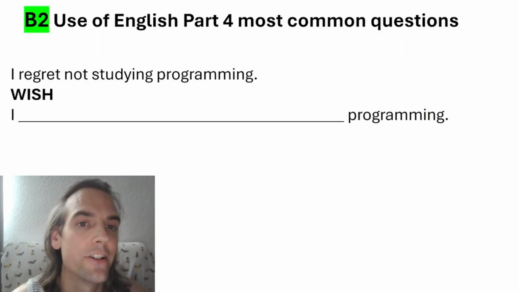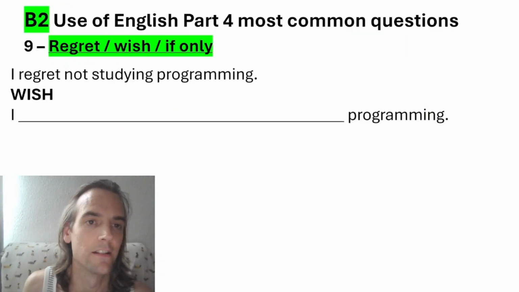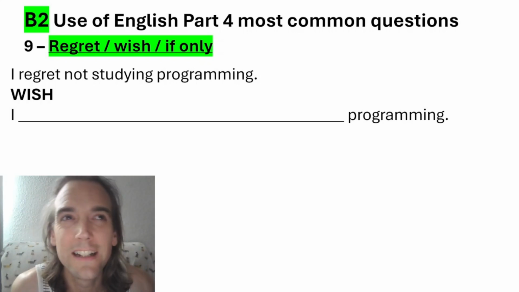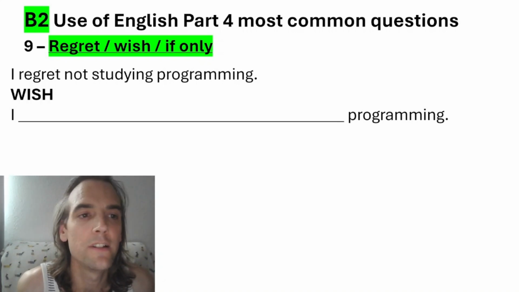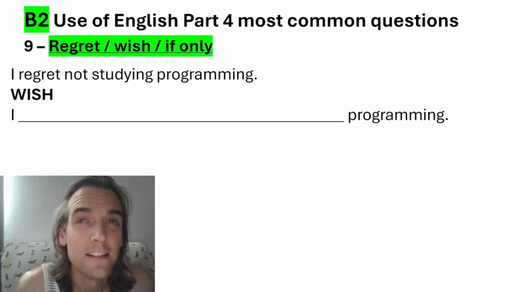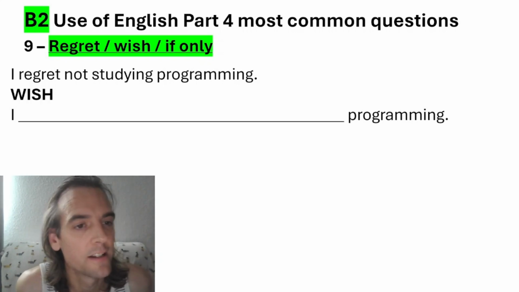Number 9, wish. We can see straight away what this is. It's the regret, the wish, the if only. Another really common question with a weird little bit of grammar that you need to be familiar with. I regret not studying it. What does that mean? Well, here comes the answer with an explanation.